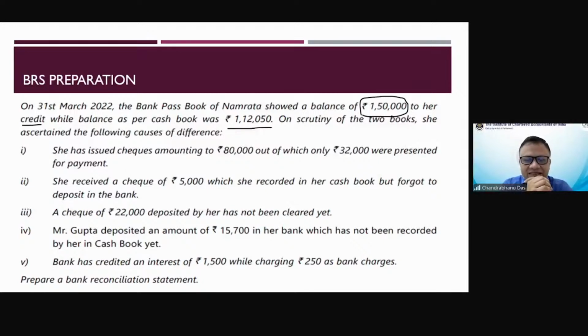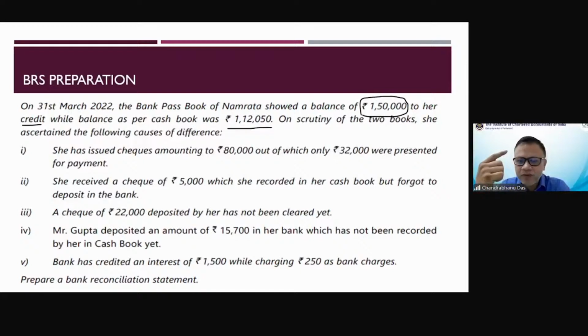So let us understand one thing. You issued the checks, out of which 15,000 were presented for payment. That means you know that some were not presented. So checks issued but not presented. Third one is a check of 22,000, which is deposited by her and has not been cleared yet. So these two are the differences relating to the checks. The second one is a check of 5,000 which she has recorded in her cash book, but she has forgotten to deposit in the bank. But it is coming under a timing difference.